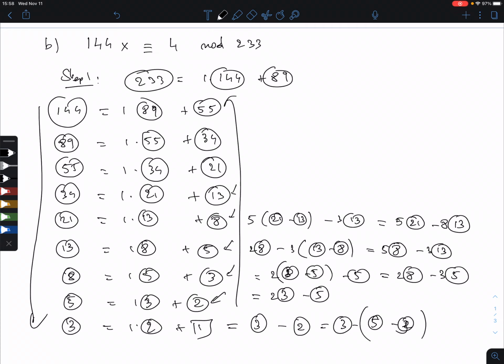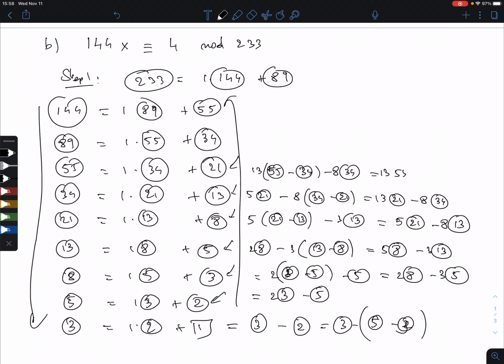Yep, then I use 13. So that is 5 times 21 minus 8 times (34 minus 21). So this is 13 times 21 minus 8 times 34. I use 21. It's 13 times (55 minus 34) minus 8 times 34. That is 13 times 55 minus 13 minus 21 times 34. Okay.